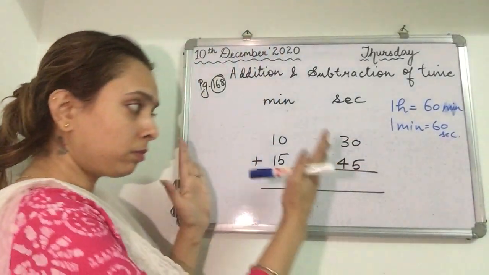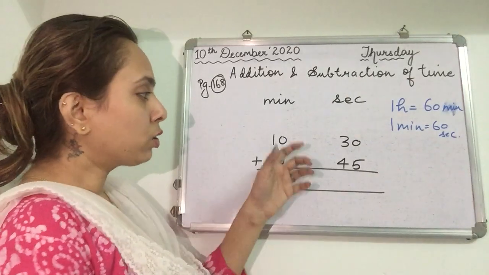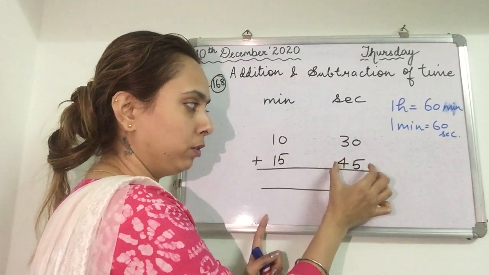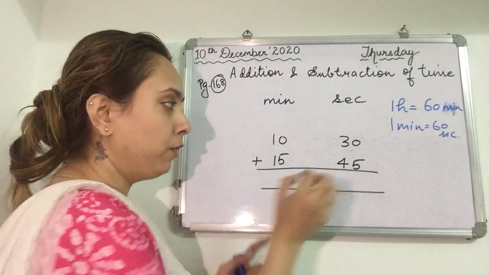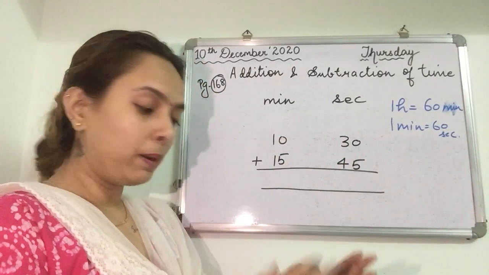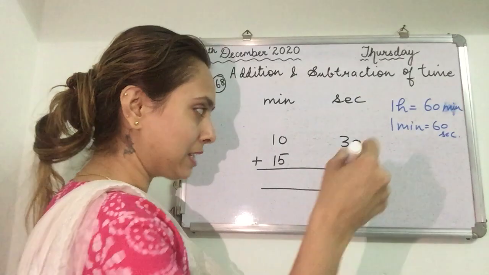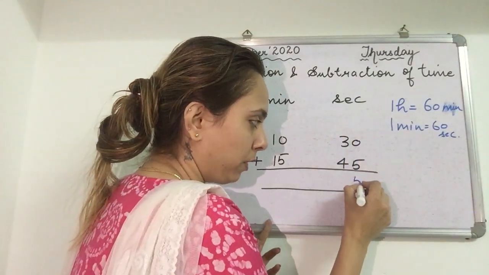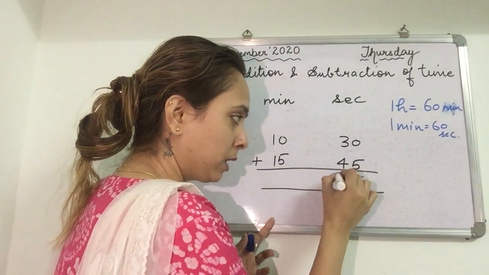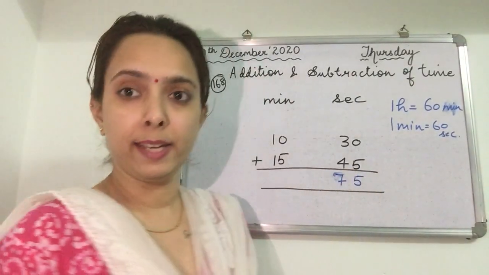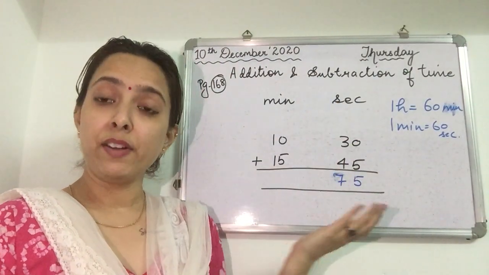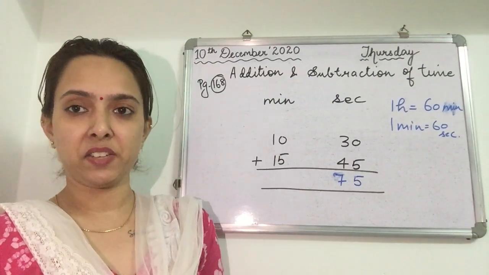So here, how are we going to perform addition? First of all, we have to add 30 with 45. If we go for simple addition, we will get 0 plus 5, 5, 3 plus 4, 7. So here students, the main thing is at the place of seconds, we have got the answer as 75 seconds.